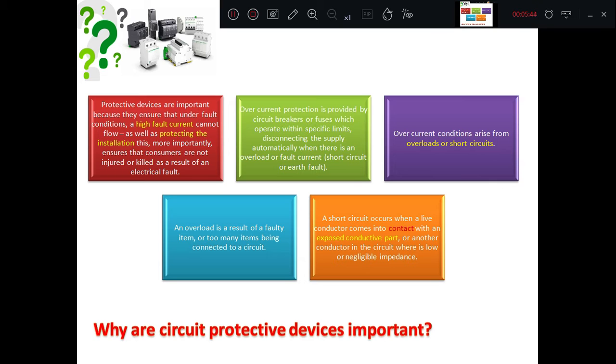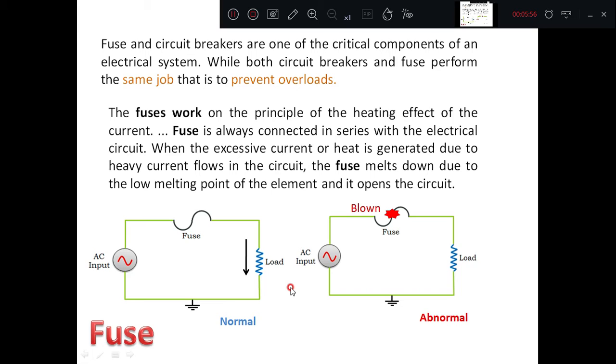Because of that, the heavy current will flow. This is to protect the system. We need circuit protective devices. That is the importance of the protective devices in the electrical system. The first device that you use to protect the system against short circuit current or overloading is a fuse.